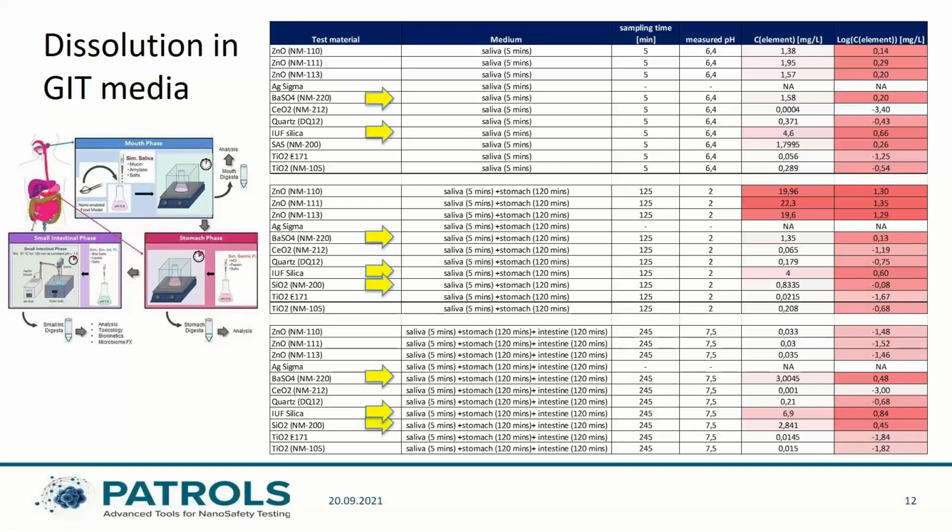So it's important to note these differences, and also that we have this more or less similar behavior of the barium sulfate and silica materials in all compartments.